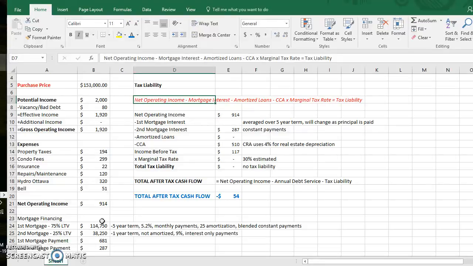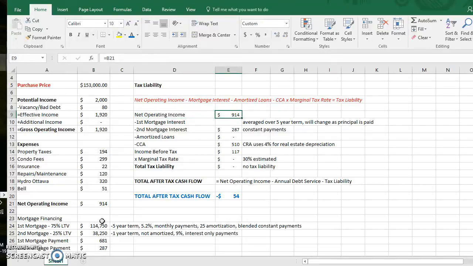And that'll give us our overall tax liability, and from there we're able to calculate our total after-tax cash flow. So we'll go through the numbers here. Again, net operating income we start with is $914. Again, you see it at the top. It's just equal to B21, which is brought over from here.